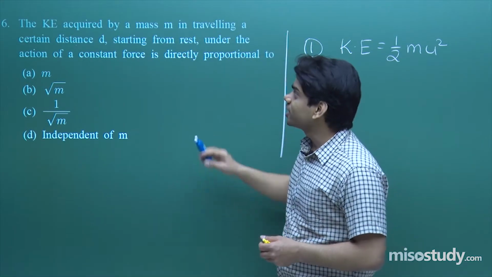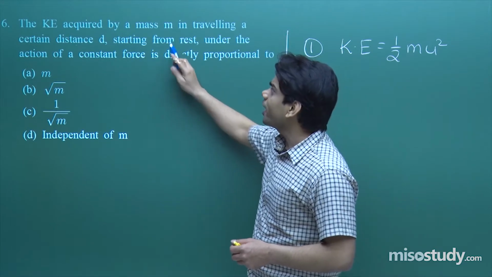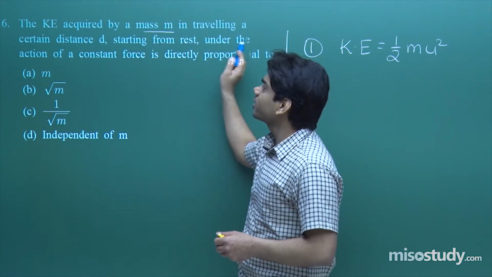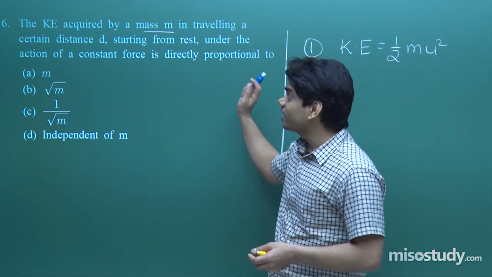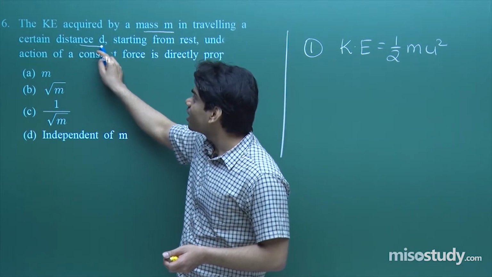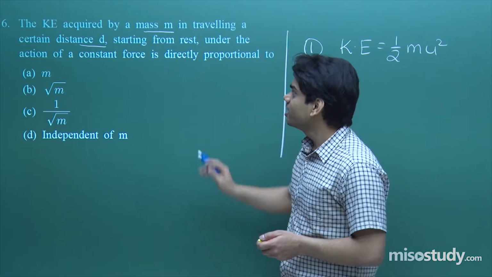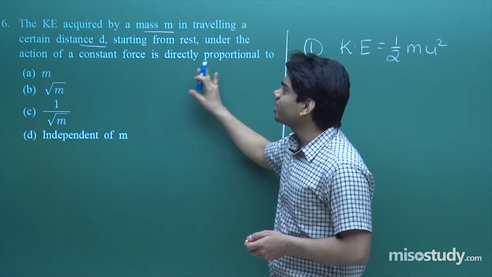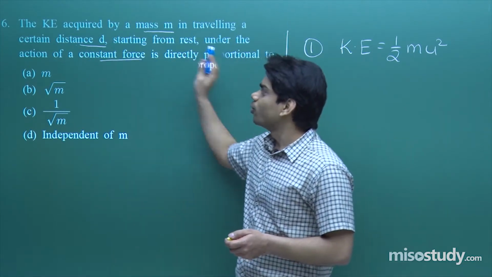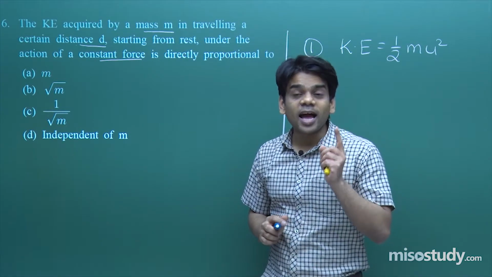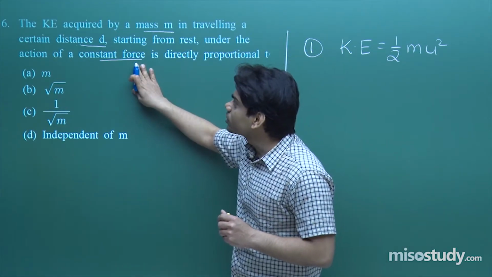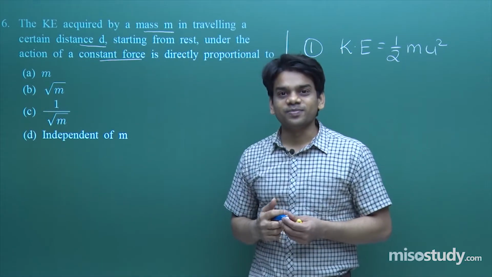But you read the question: the kinetic energy acquired by a mass m in traveling a certain distance d. We need to find the kinetic energy acquired by the mass m in traveling a certain distance d starting from rest under the action of a constant force. This is what has been provided. A constant force is acting and the body has traveled a certain distance d.